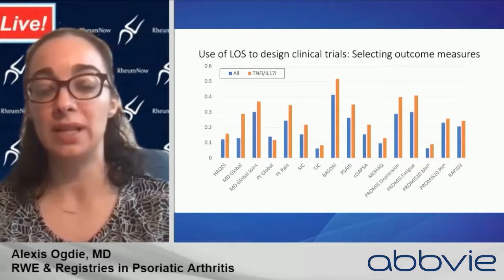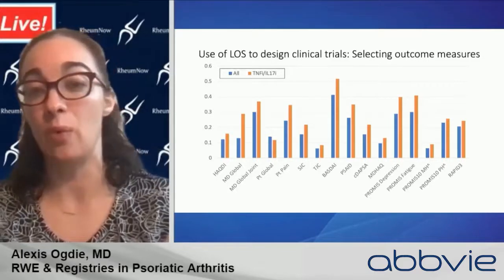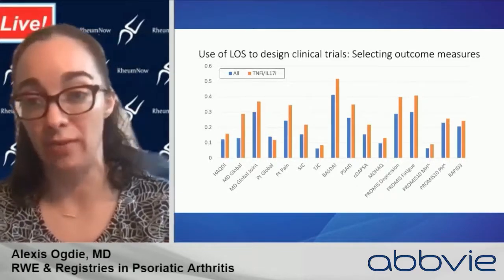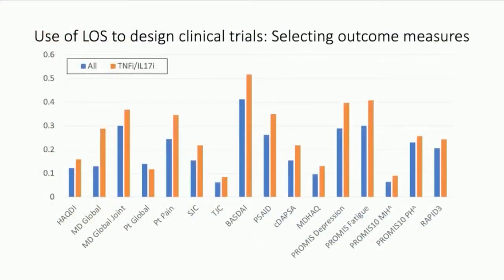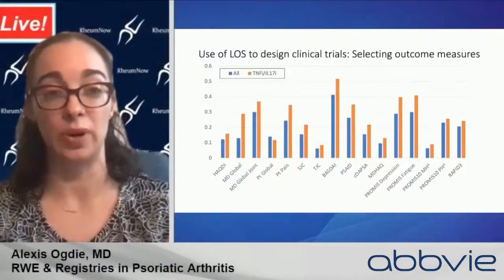We were aiming to select what are the best outcomes, or which outcomes changed the most after starting therapy. And so here you can see that an unlikely winner was the BASDAI, was actually incredibly responsive in patients with psoriatic arthritis, maybe even more so than the RAPID-3. And the PsAID was pretty close, actually. So this is a pretty responsive measure as well. So this was one of the goals of this, was to say, what should be the outcome measure in a clinical trial for psoriatic arthritis?